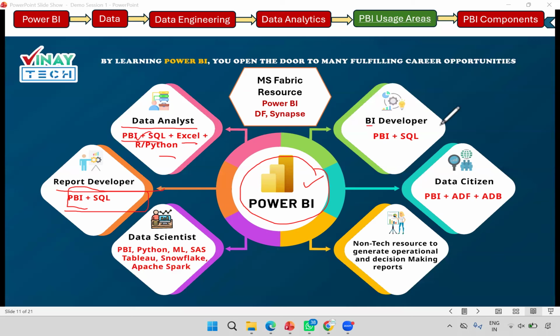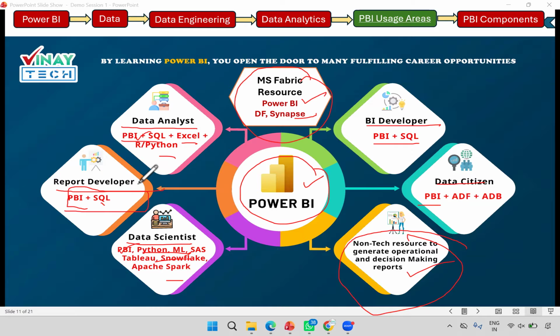And BI developer, Power BI plus SQL. And data scientist, Power BI plus remaining components. And Fabric. So Power BI is also used here. And non-technical resources, they are also using Power BI for reporting. And data citizens are also using Power BI for reporting. So there are different areas where Power BI participates in the market.